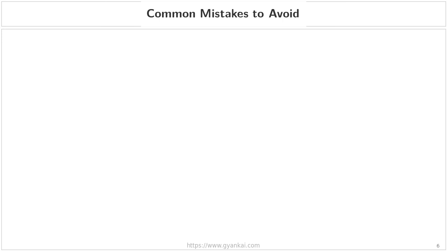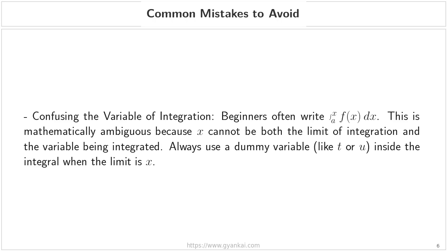Common mistakes to avoid. Firstly, confusing the variable of integration. Now, remember when we define the area function, A of x, as the integral from a to x of f of t dt? A very common mistake beginners make is writing the integral from a to x of f of x dx.